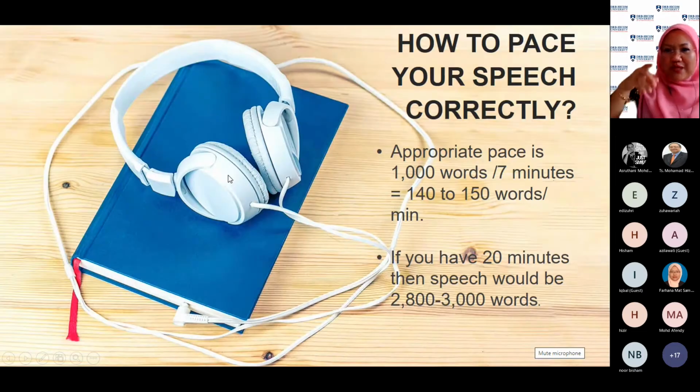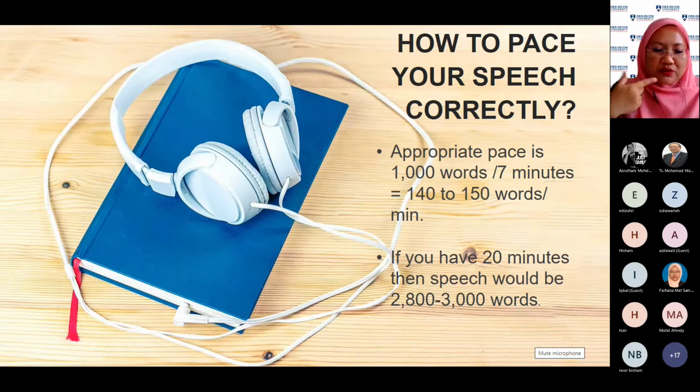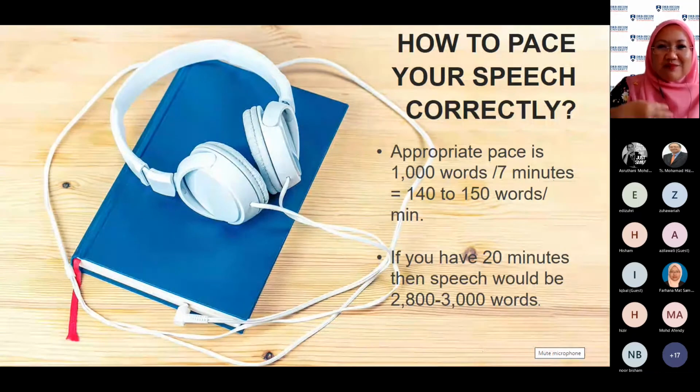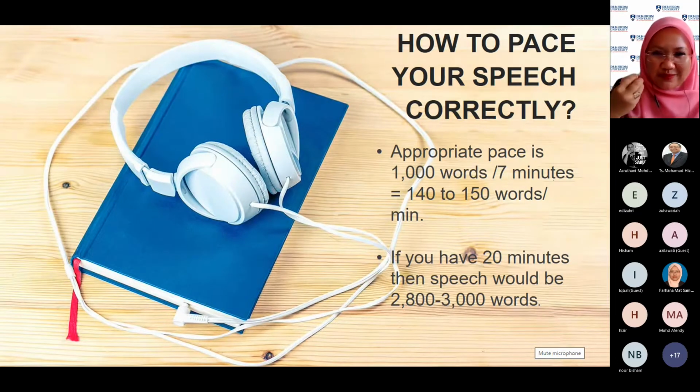All right. Now, how to pace your speech correctly? Appropriate pace is 1,000 words for 7 minutes. Okay, so it is 140 words per minute. So this is very important if you want to be a good speaker or a good presenter. People take classes for this. You go for Toastmasters, you look at TED speakers. They pay thousands to be a good speaker and to learn how to pace themselves correctly. Okay, they practice regularly on this.